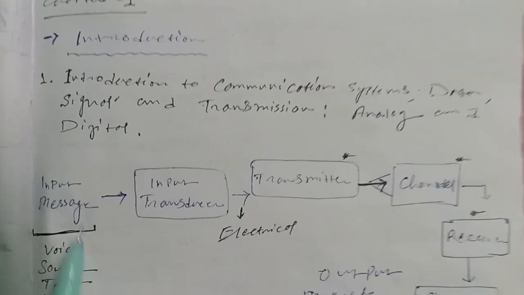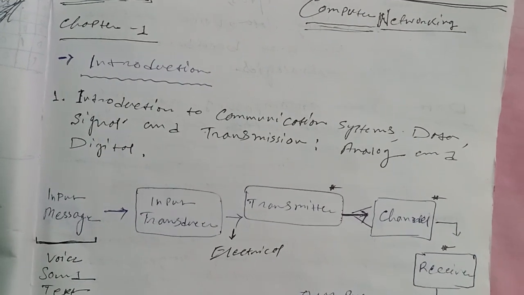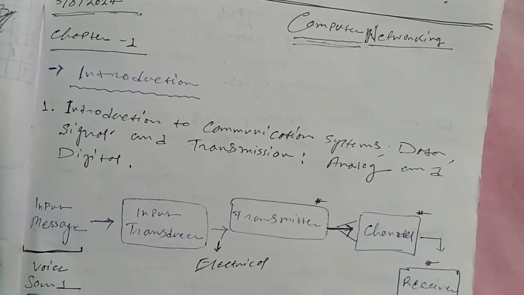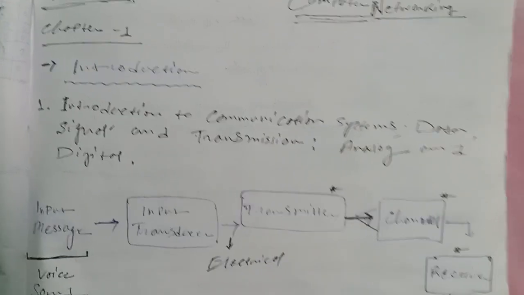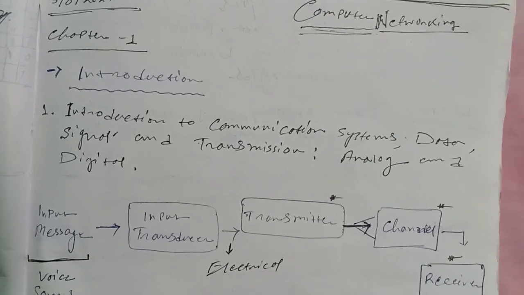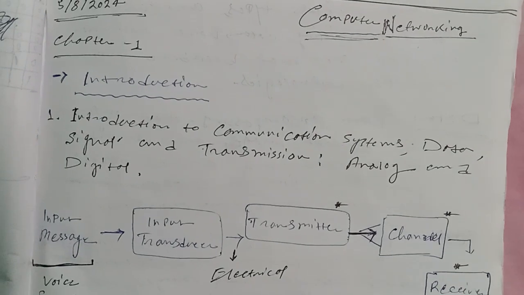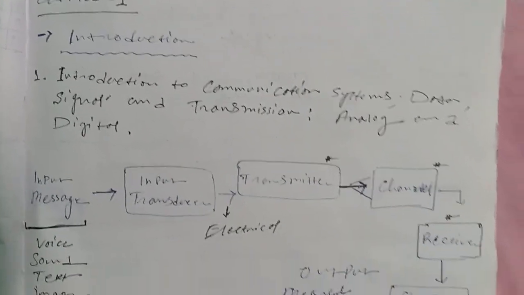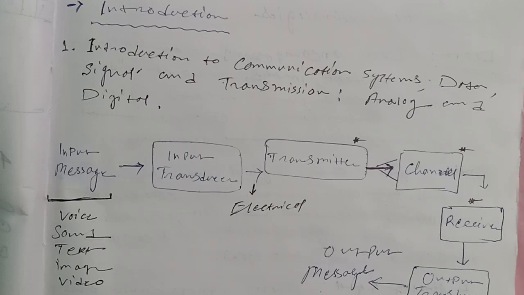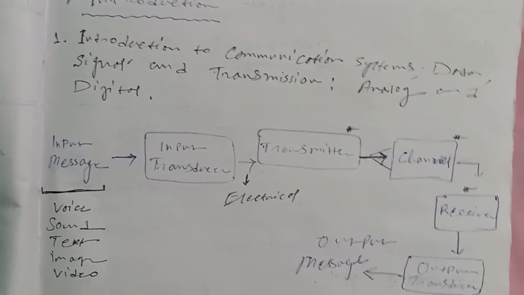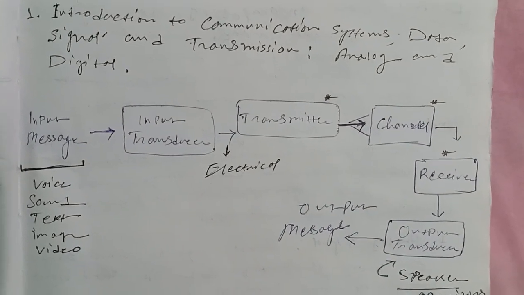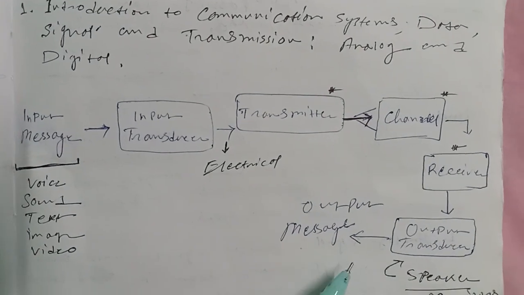So let's start. First, we will see introduction to communication systems, data signal, and as well as transmission media. There are two transmission media: analog transmission and digital transmission, as well as the two types of signals: analog signal and digital signal. So, how is a message transmitted? At first, the message is taken as an input message, then it goes to the input transducer, then it's given to the transmitter, then it goes to the channel, then it's received by the receiver, and then the output transducer, then at last it comes out as the output message.